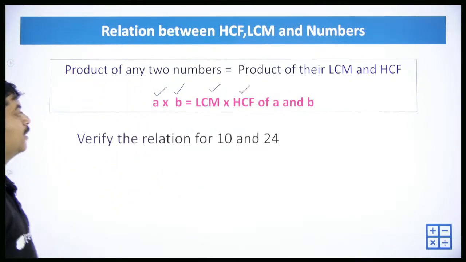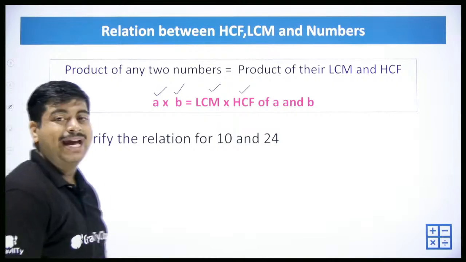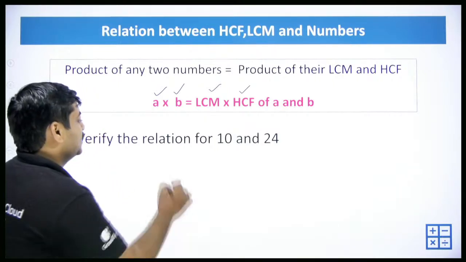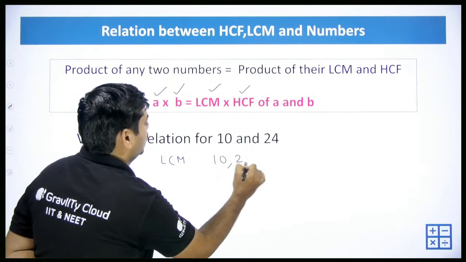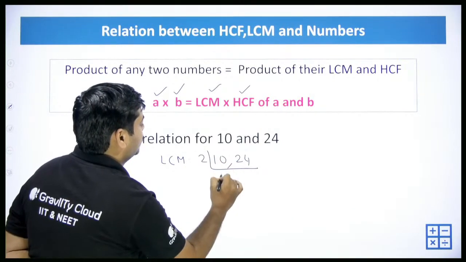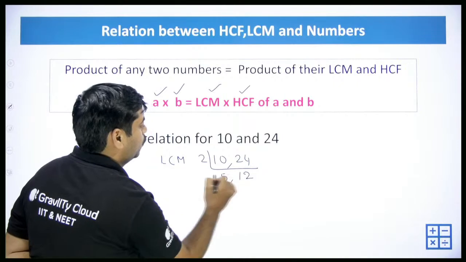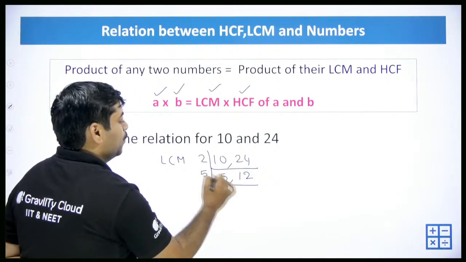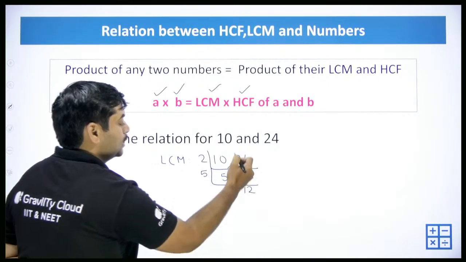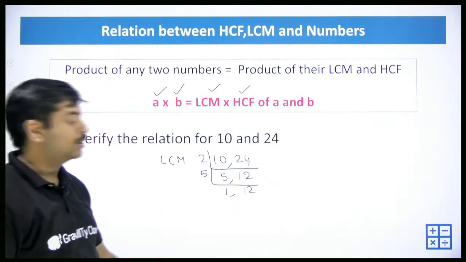Okay, let's try to take a few examples and verify the relation for 10 and 24. So let's try to understand what is the LCM of 10 and 24 using the division method. Okay, so 2 5s are 10 and 2 12s are 24. Again with 5, let us divide: 5 1s and 5 12s, because 12 remains as it is, since 5 cannot divide that.